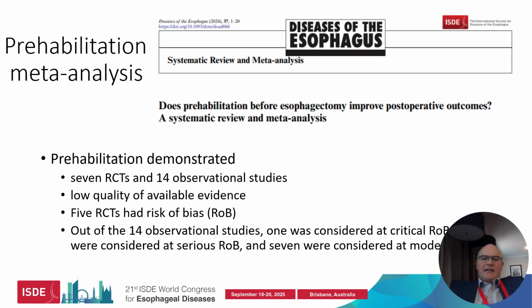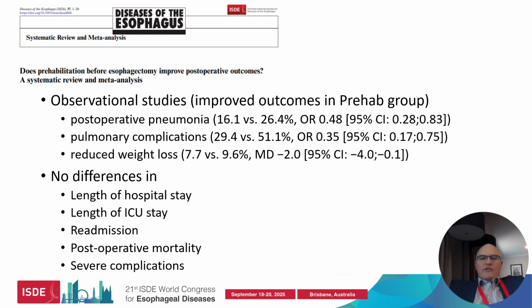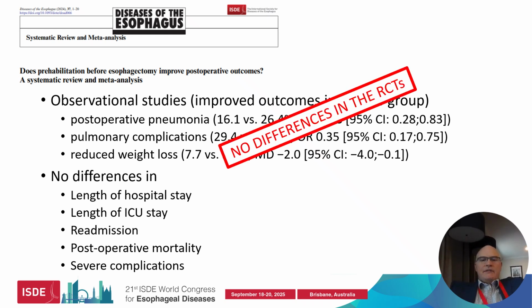This recent meta-analysis of 7 RCTs and 14 observational studies showed that the evidence was actually very poor, and there was lots of potential bias in this research. Whilst the observational studies showed that prehab improved post-operative pneumonia, reduced pulmonary complications and reduced weight loss, there was no real difference in length of stay, length of ICU stay, readmission or post-operative mortality or severe complications. And any of the improvements seen in the observational studies were not observed in the randomized controlled trials.